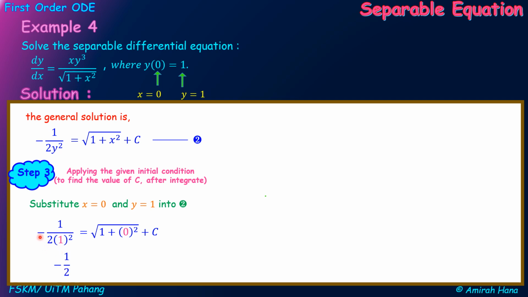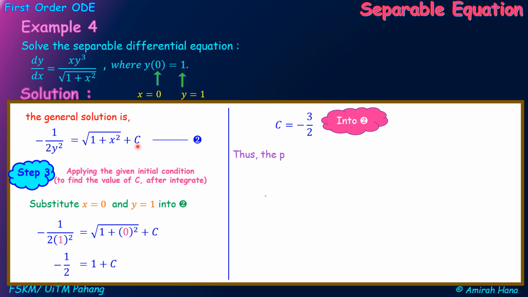Then we get negative 1 over 2 equals square root of 1, and square root of 1 equals 1, and then plus c. After that, we move 1 to the left-hand side, so we get negative half minus 1, which is negative 3 over 2. So this is the value of c.